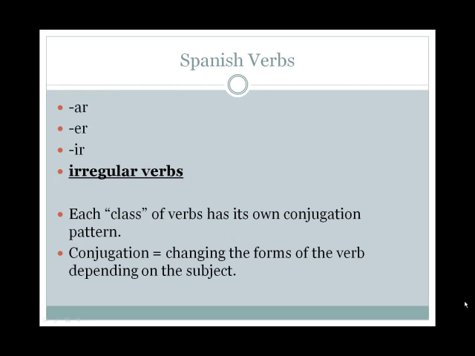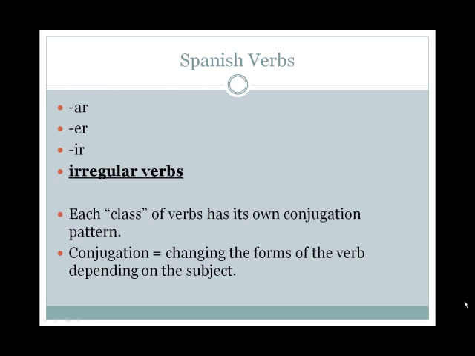And then irregular verbs are verbs like hacer, estar, ser, dar, ir, some of those verbs that are often very common, but they don't follow the regular patterns of regular AR, ER, or IR verbs. And each of these classes of verbs has its own conjugation pattern. Conjugation is changing the forms of the verb depending on the subject.